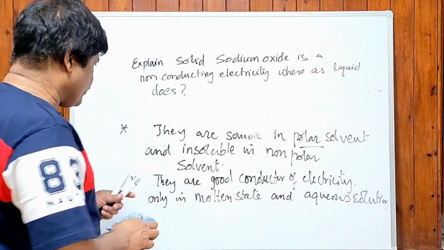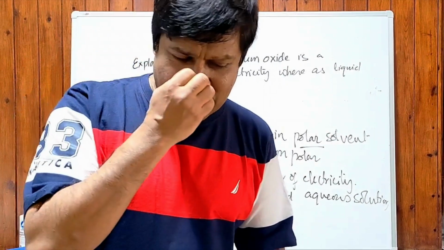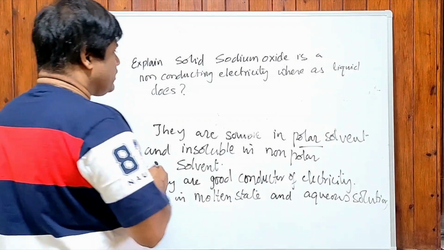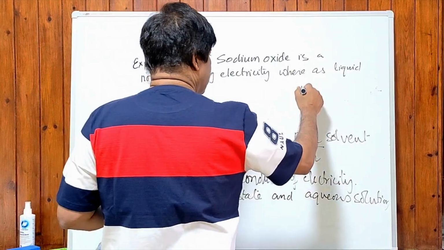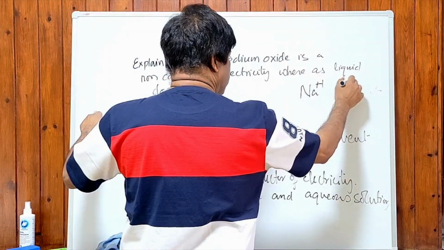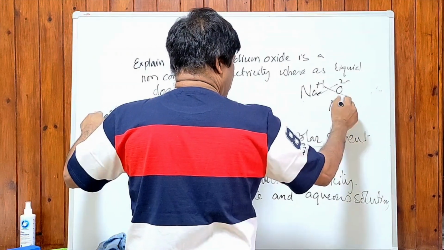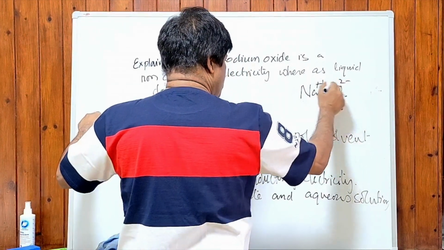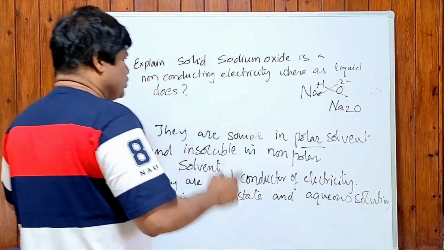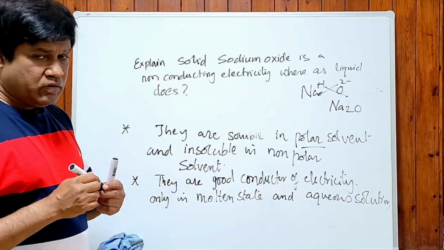What's the formula, first of all? Can you write the chemical formula of sodium oxide? Yes, easy. I showed you the technique of how to write it. Na gives away 1 electron, oxygen accepts 2 electrons, so crisscross only the numbers, not the charges: Na2O. So in the solid form, it cannot conduct electricity. Why? What's the reason?